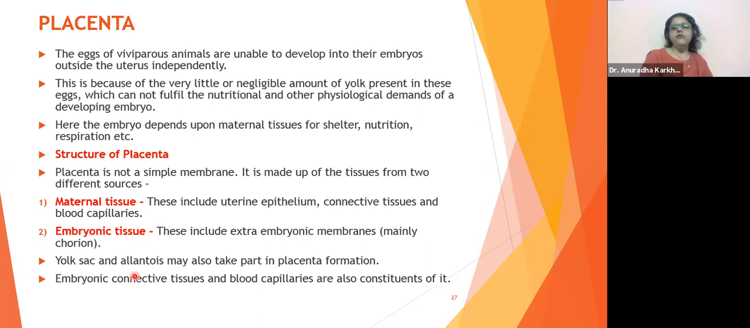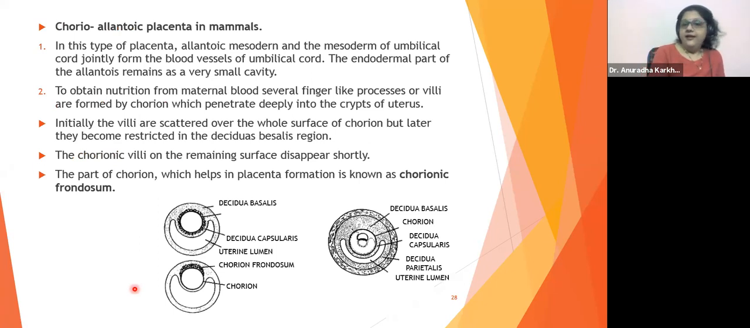Viviparous means those who give birth directly to their young ones. They are called viviparous. Those who lay eggs would be called oviparous. We all are viviparous, direct birth to our offspring. Now, what is this chorioallantoic placenta in mammals? In this type, there are different types of placentas, but we are talking about humans. So we are talking in general about the mammals. There are many more different types of placentas which you need not remember.